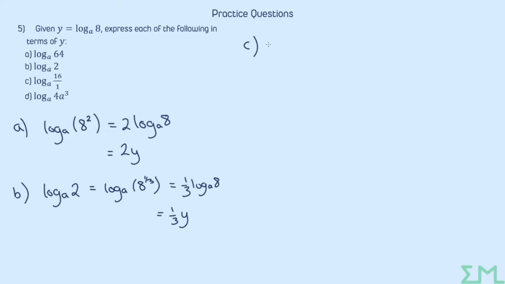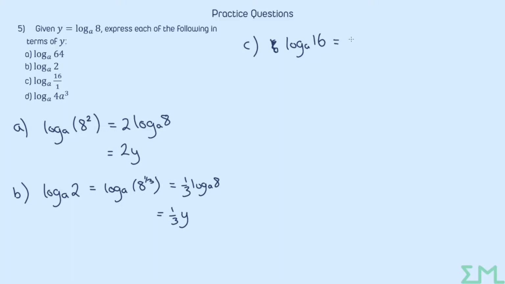Okay, so log base a of 16 over 1. Well, really, we can simplify that straight away and just say, well, it's just log base a of 16. The over 1 doesn't change the 16, so we don't need to do it separately. We could do a subtraction, and then we do log base a of 16 minus log base a of 1, but then we will quickly realise that log base a of 1, as we've seen in the previous question, is just 0. So that would just leave us with log base a of 16 anyway.